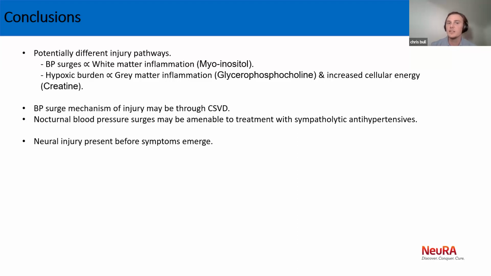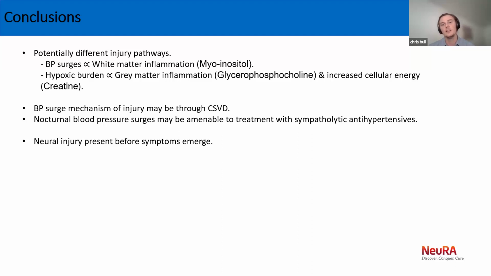So this is really suggesting that those smaller blood vessels, those capillaries in the brain, just get overwhelmed with these repeated large scale, large amplitude blood pressure surges that are occurring very frequently throughout the night. We believe that this mechanism of injury may be modulated through cerebral small vessel disease. And this is actually quite an important finding. So these blood pressure surges may be treatable with existing medications. So we may essentially be able to deal with this problem without developing any new medications.